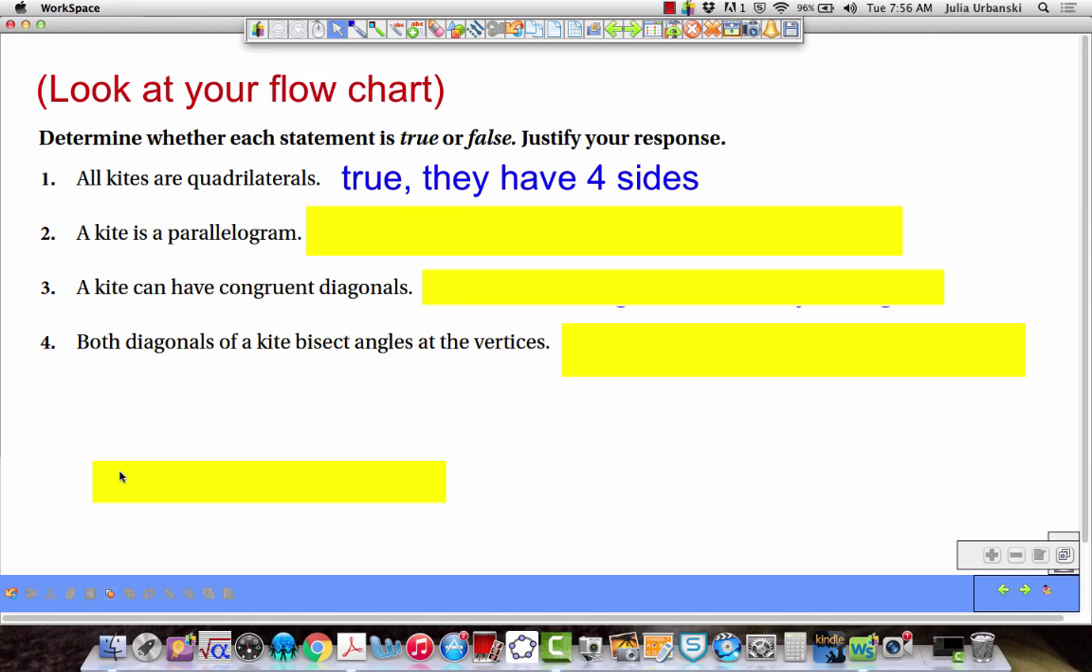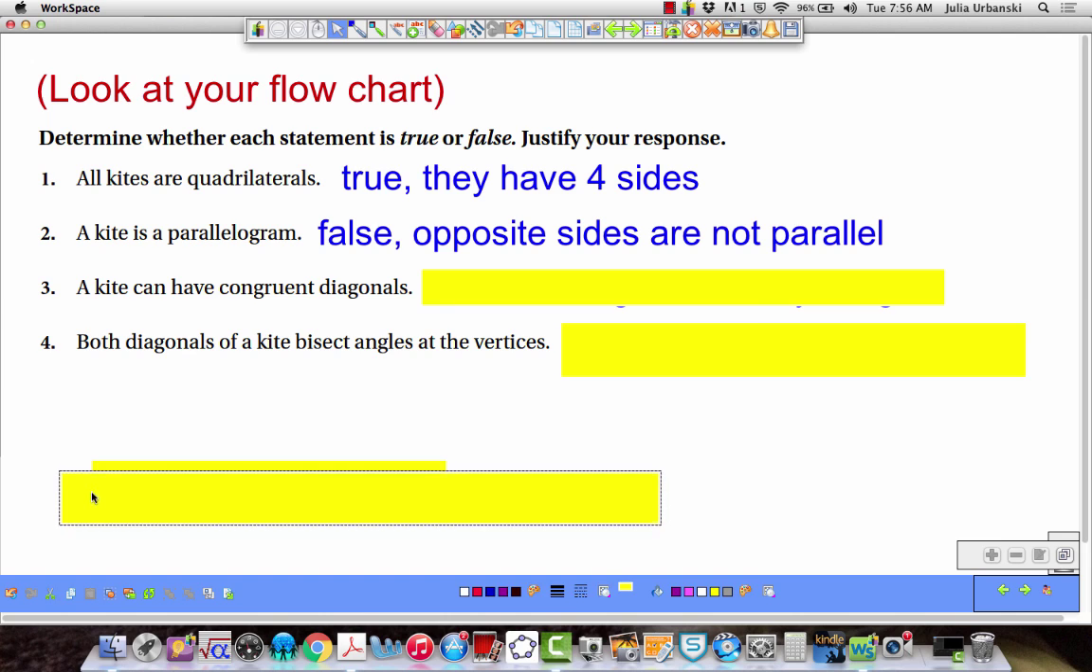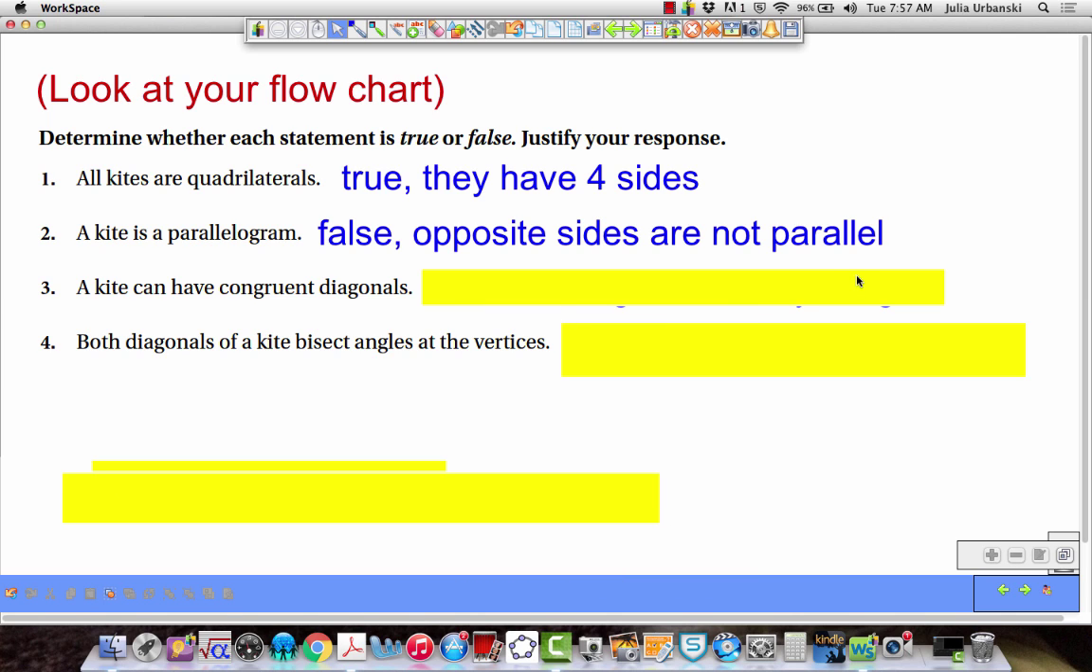Number 2. A kite is a parallelogram. Good, that's false. The reason is because opposite sides are not congruent. Opposite sides are not even parallel. Okay, only consecutive sides are congruent.